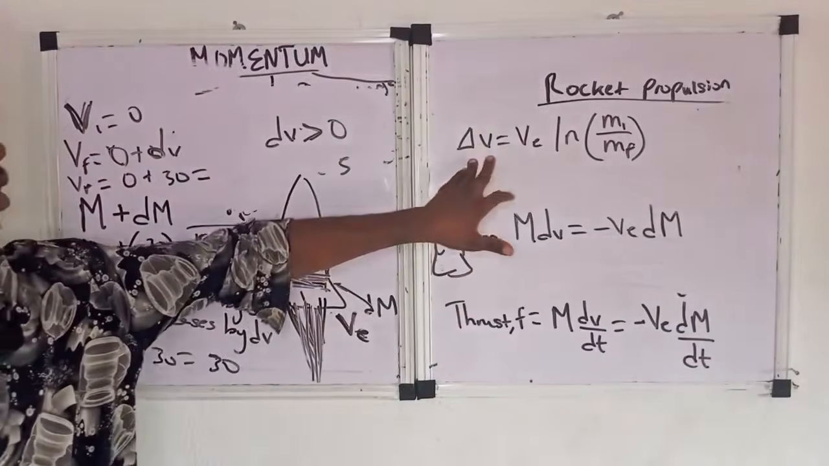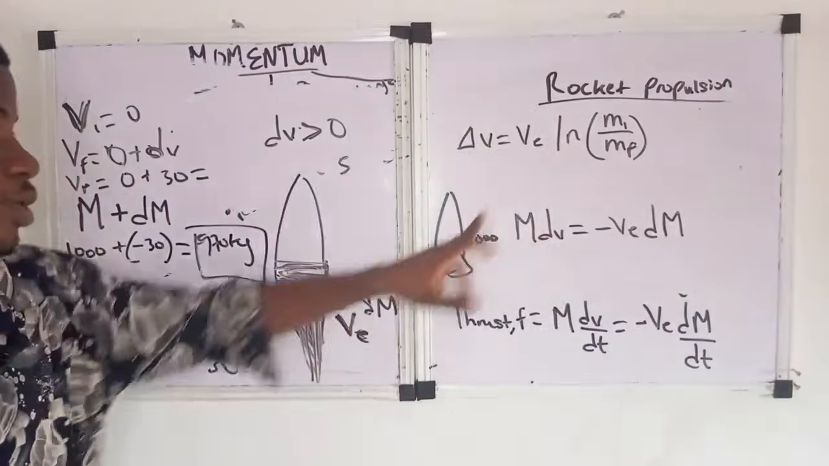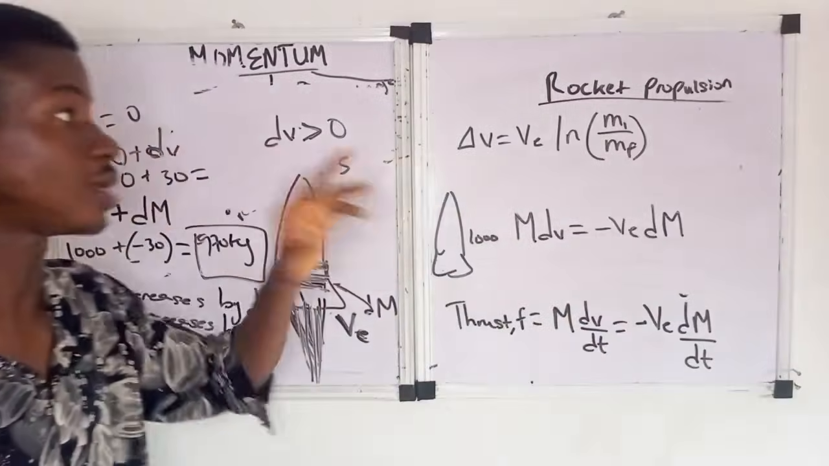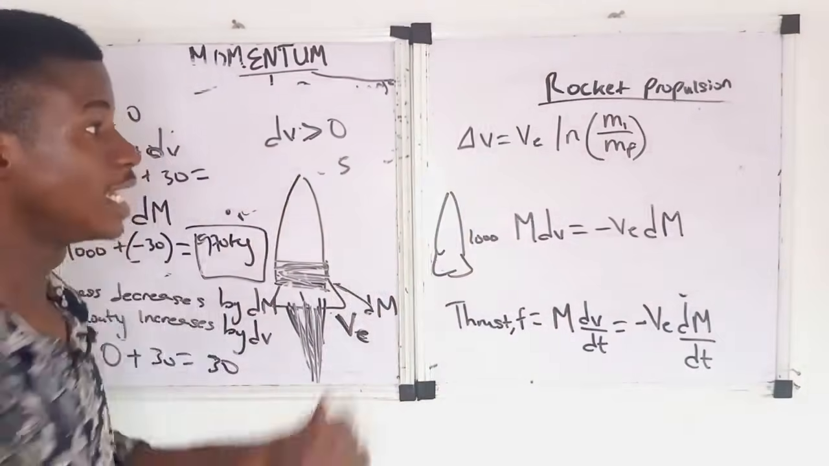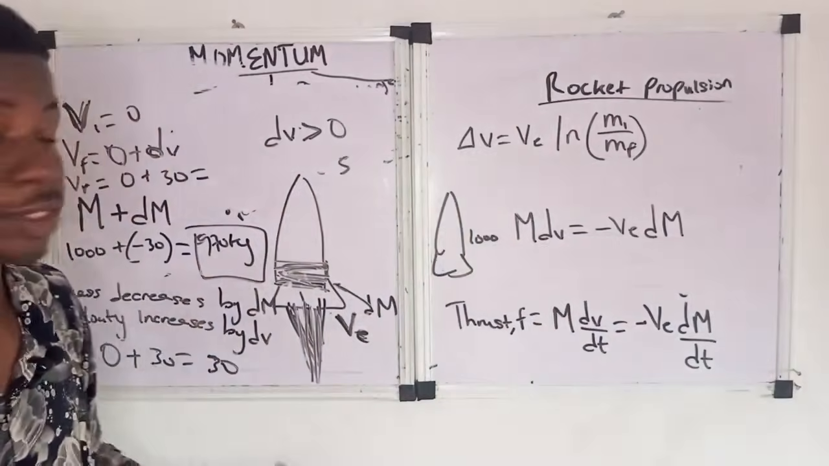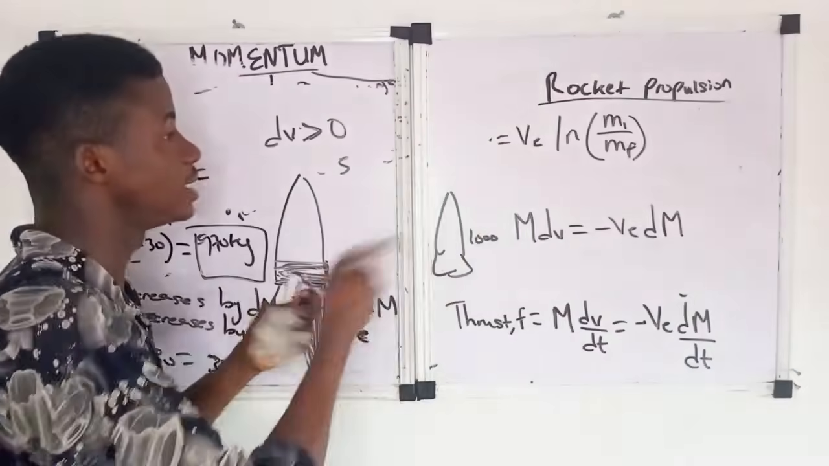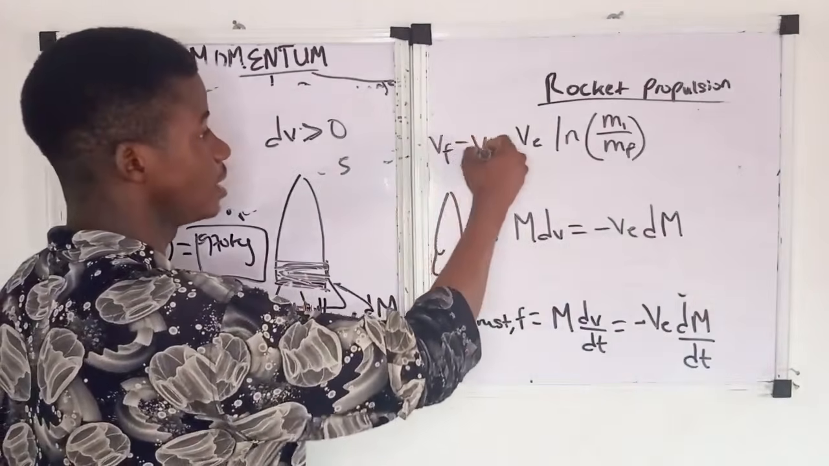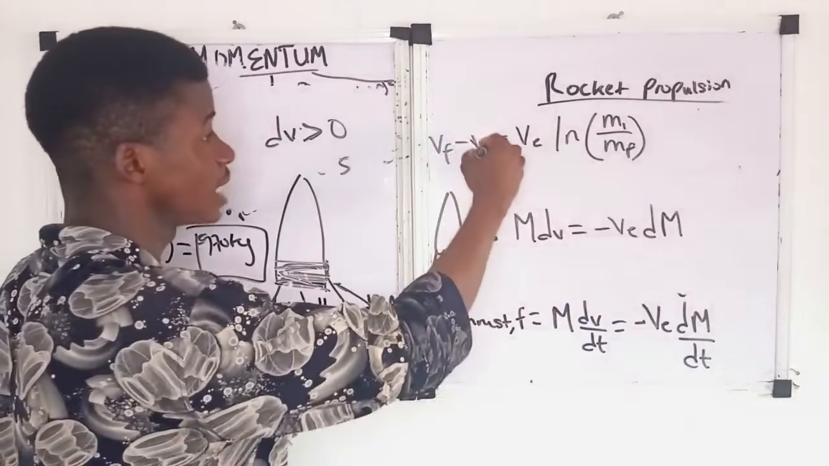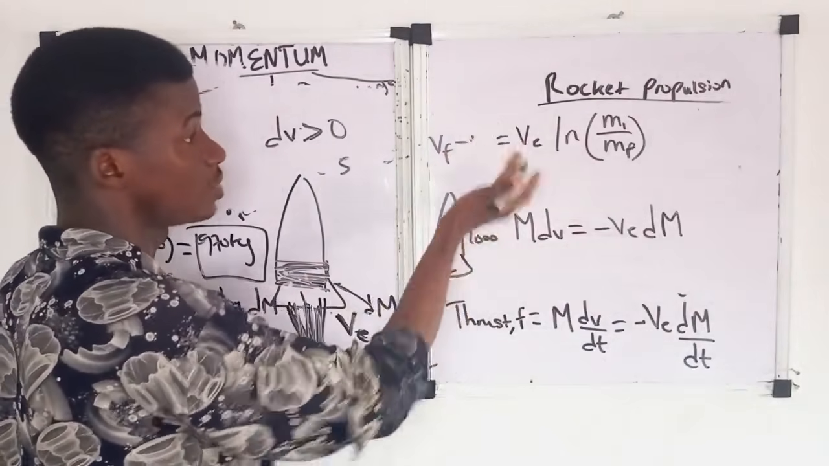Okay, so now this V, I told you guys, V is what? If in a particular question they ask you to calculate the final velocity of the rocket, this is the change in velocity of the rocket. This change in velocity is V final minus V initial. And remember, I told you guys that V initial is zero, right?